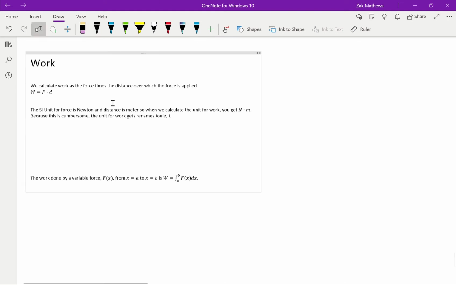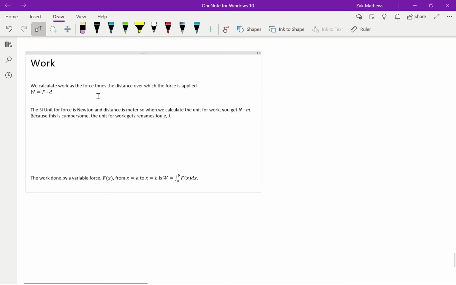In this video, we're going to use some calculus to help us find the work done in a system. You may have calculated work before, but probably with more simplistic equations where the force was staying constant. So let's start by defining how we calculate work.